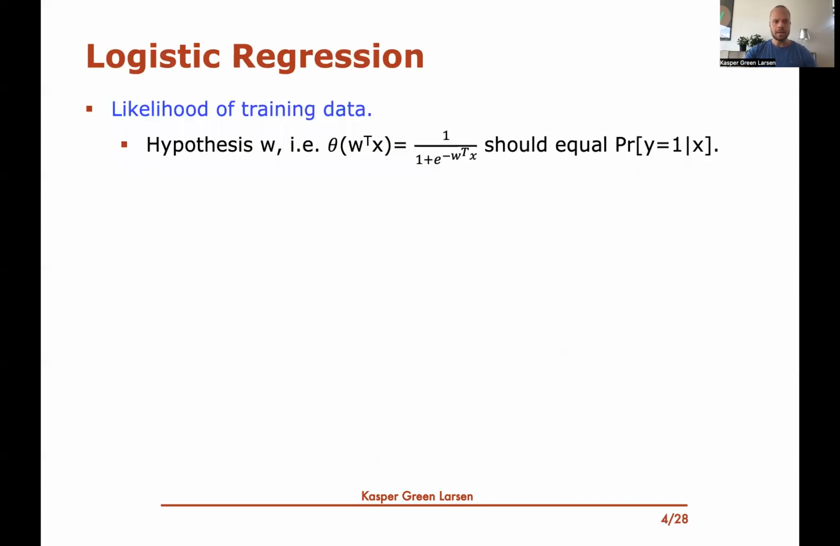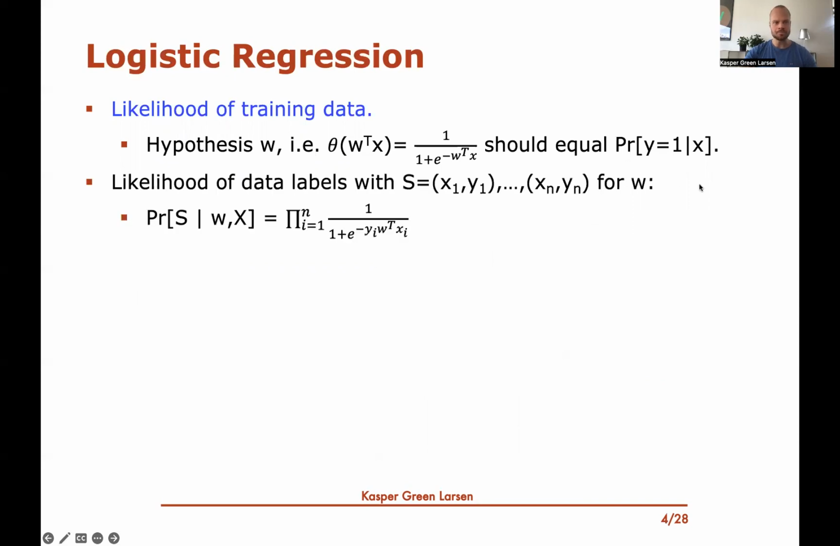The way we did it was we used this likelihood. Again, a really quick recap. The intention is that given the hypothesis of the model parameters w, we would like this sigmoid of the inner product between w and x to equal the probability that the label is 1. If we assume that this was perfectly equal to the probability that the label is 1, then we could compute the likelihood of the data labels for this w. This is basically the probability that we would actually see these labels y1 to yn given the feature vectors and the choice of parameters w.